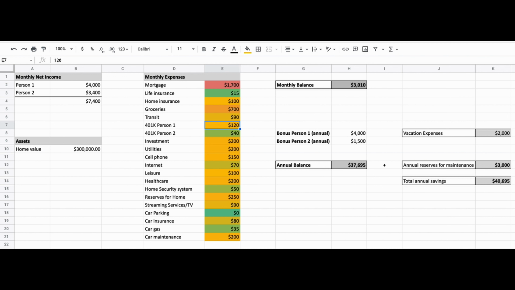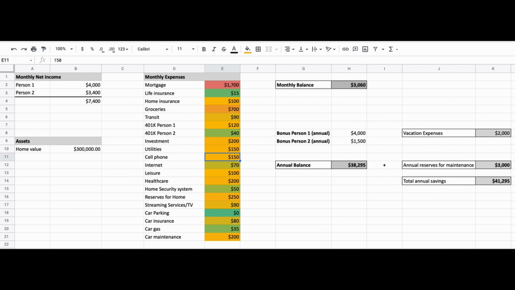Then your investments in retirement. So if there is a 401k plan or any other sort of employer-sponsored retirement plan, whatever you're adding to your plan every month would be included in here. And if you have any other investments like contributing to your own retirement plan, or maybe you are investing in the stock market, that number will go here.